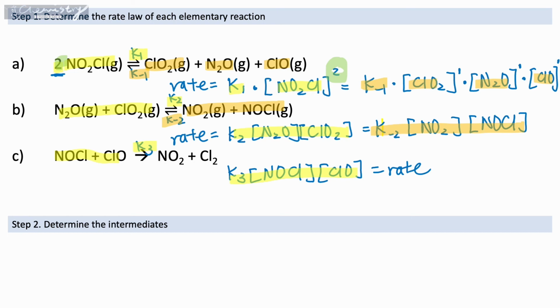So from here, we can again determine the intermediates. So the intermediates are the ones that are not involved in the final reaction. So from the overall reaction that we wrote previously, the ones that we crossed out are not in the final reaction. So you can refer back to the overall reaction that we just did and see which ones we crossed out. So the ones we crossed out include ClO2, N2O, ClO, and then NOCl. So these are the 4 intermediates that we crossed out. And we are going to need to know these intermediates in order to move forward.